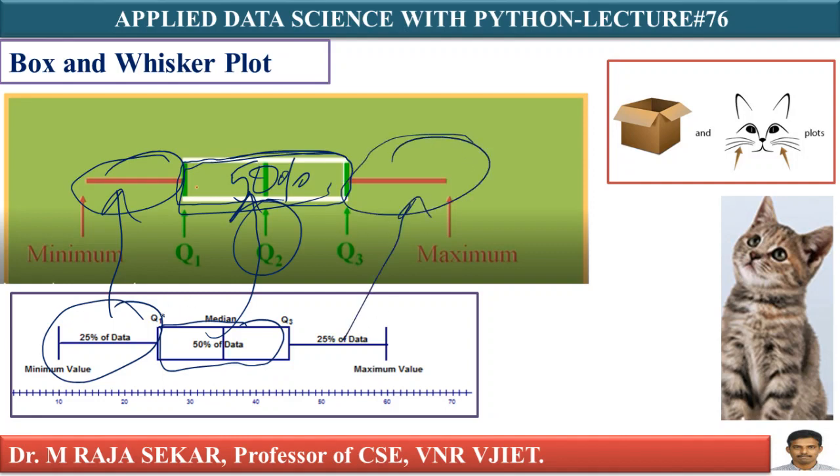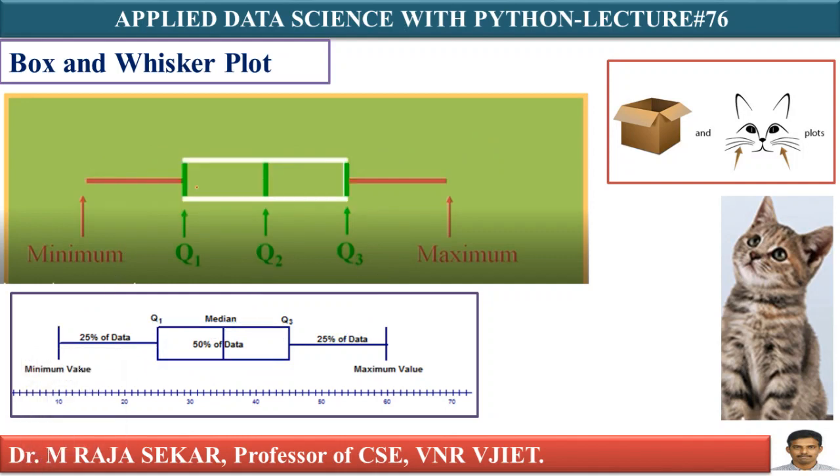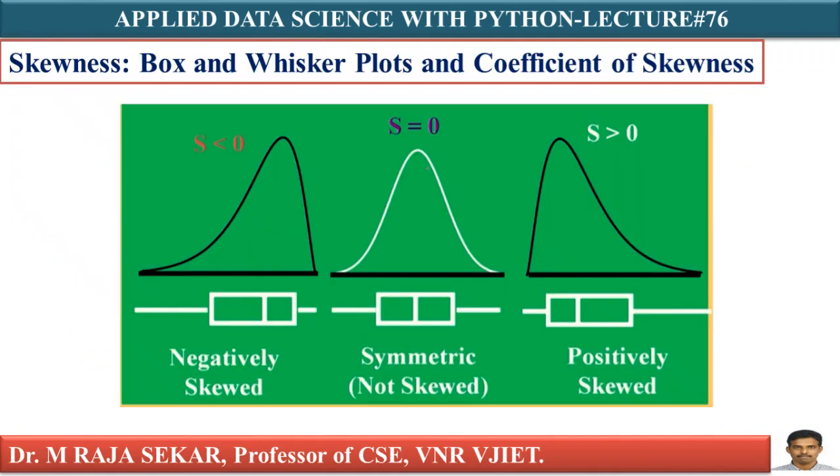We already discussed real-time examples in my previous classes. We constructed box and whisker plots for Kaggle databases. Anyway, this is the theoretical description of box and whisker plots. Even these box and whisker plots are useful for finding whether the data is negatively skewed, positively skewed, or not skewed, in the sense whether it is symmetric.